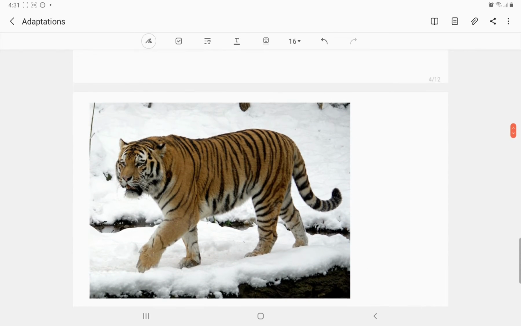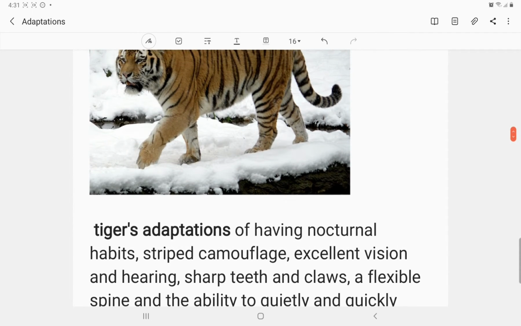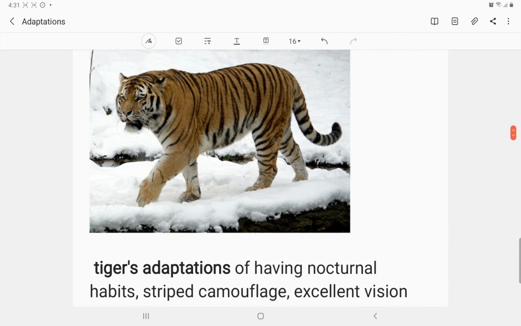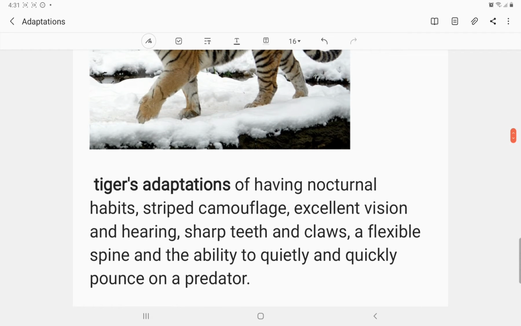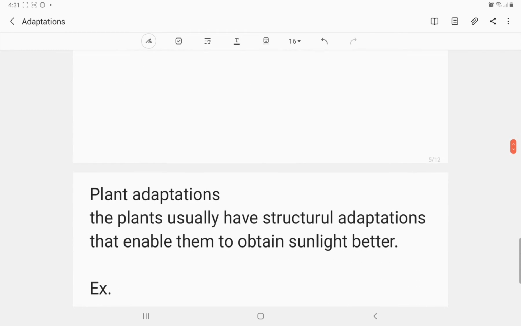Now let's move on to another. The tiger's adaptations include a nocturnal habit, striped camouflage, excellent vision and hearing, sharp teeth and claws, a flexible spine, and the ability to quietly and quickly pounce on prey. You see the striped camouflage?